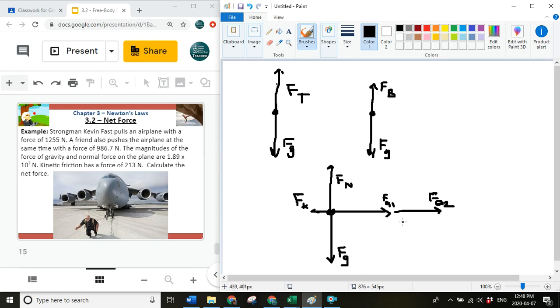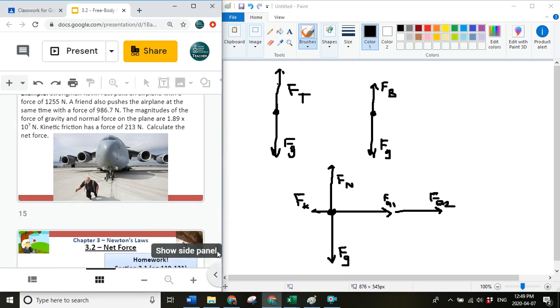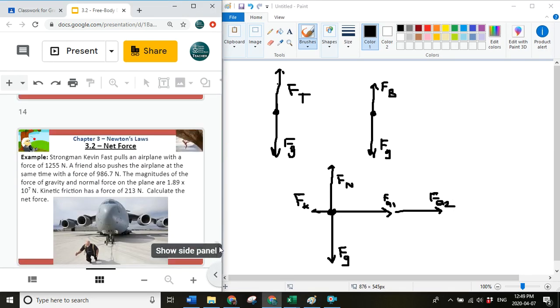Again, if you want to analyze this, the up and down directions balance out perfectly, but the left and right do not. There's more forces to the right, so we know that the airplane is going to accelerate forward. Okay, that's it for a review of free body diagrams. Hopefully that was enough to jog your memory about how to do this.